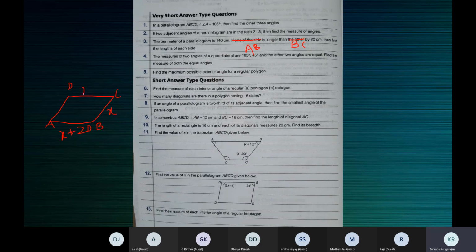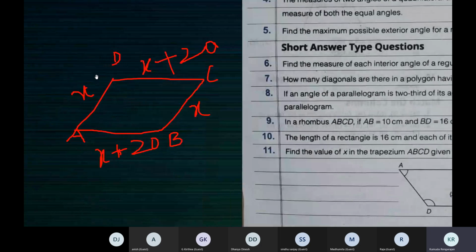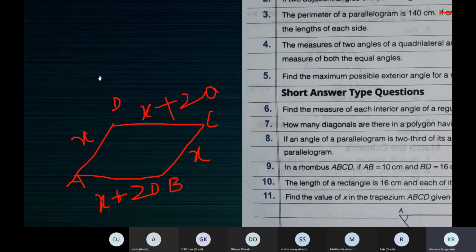Now, if this is X plus 20, this is also X plus 20, because opposite sides are equal. And if this is X, this is also X. Now, what is the perimeter? See, now we have done the assumption. Next is to create the equation and solve the equation.